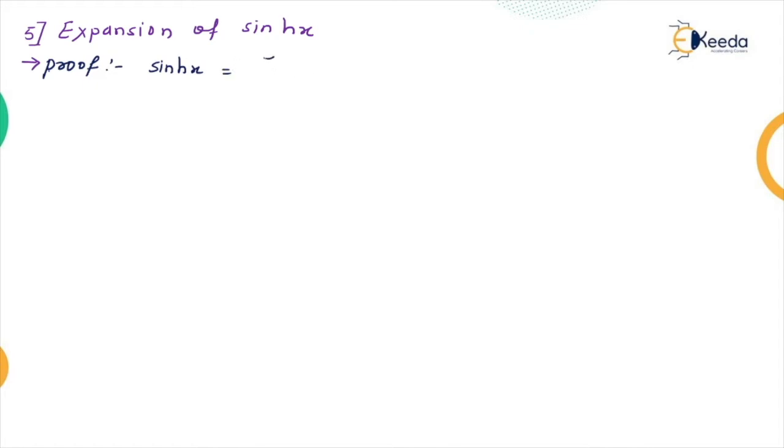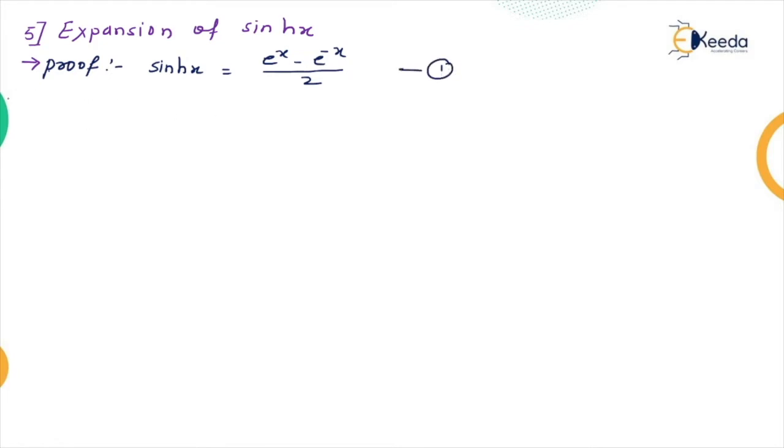This is e to the power x minus e to the power minus x upon 2. This is the definition of sine hyperbolic x. Now also we have to write here the expansion of e to the power x and e to the power minus x. Now this is very clear to understand, guys.